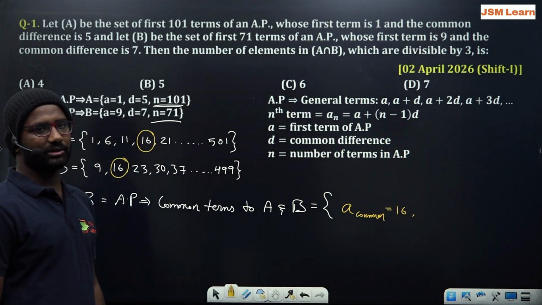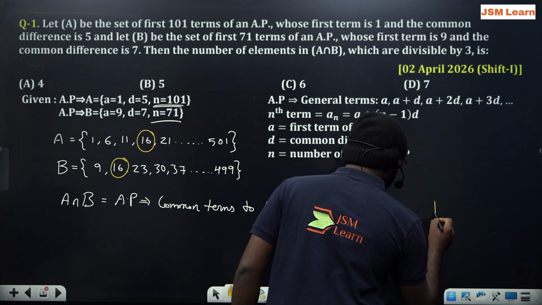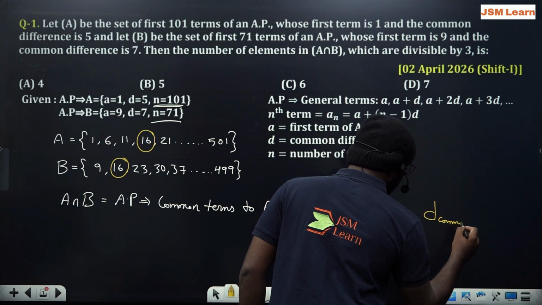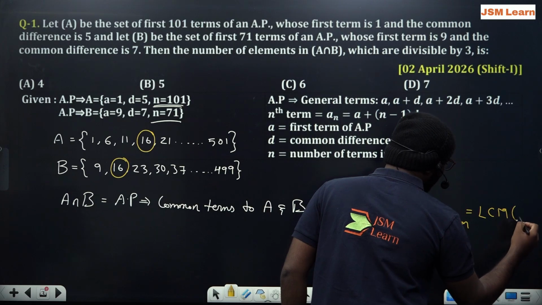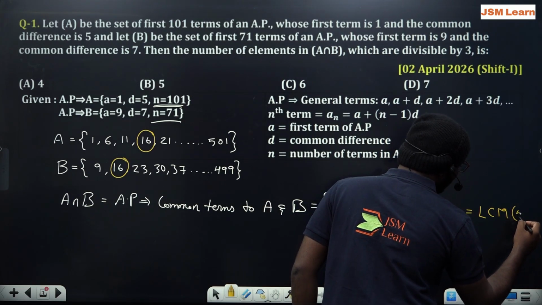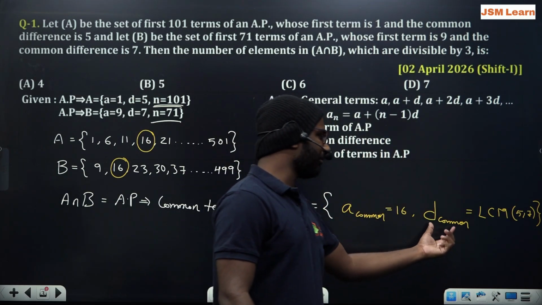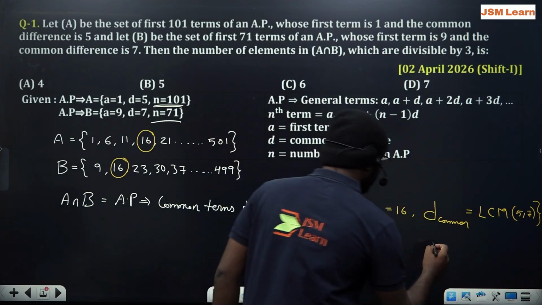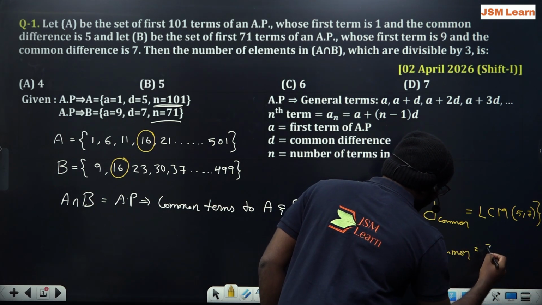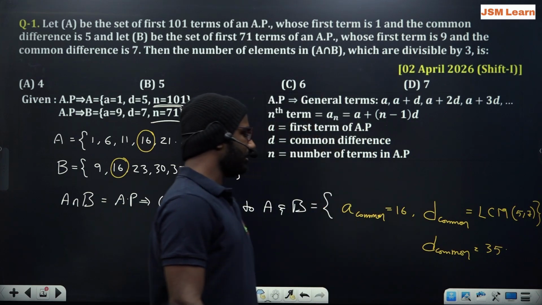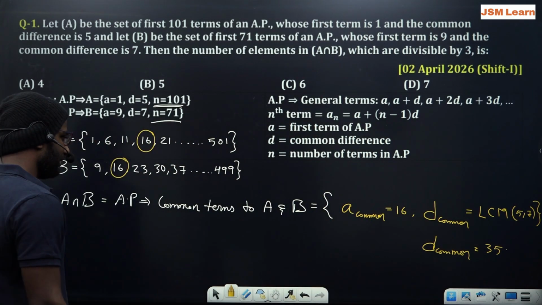How do we find the common difference for A intersection B? That is d common. By taking the LCM of the two given differences of set A and set B, that is 5 and 7, we obtain the new common difference. d common is the LCM of 5 and 7, which is 35. So we got d common equals 35 and a common equals 16.